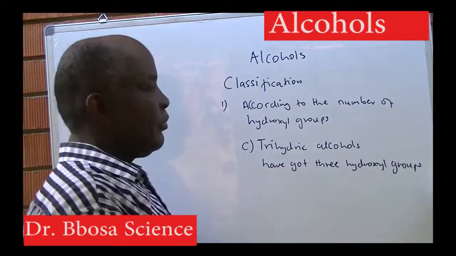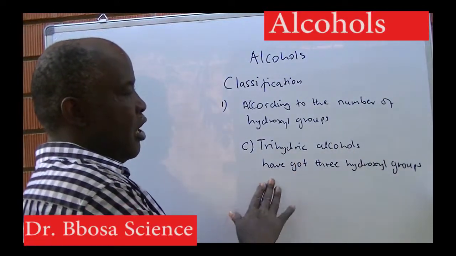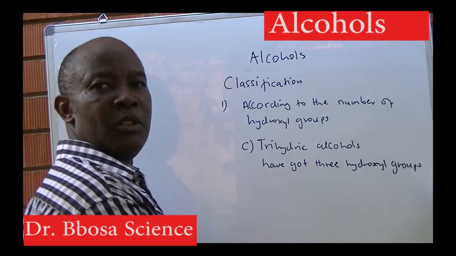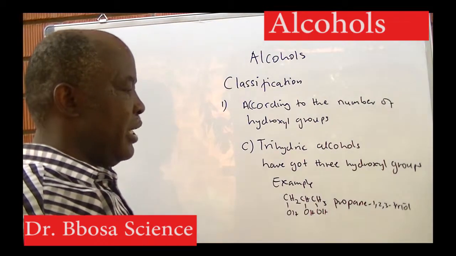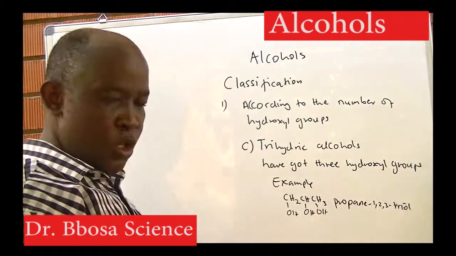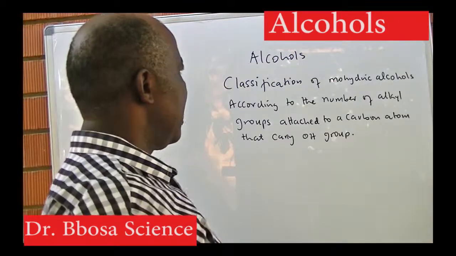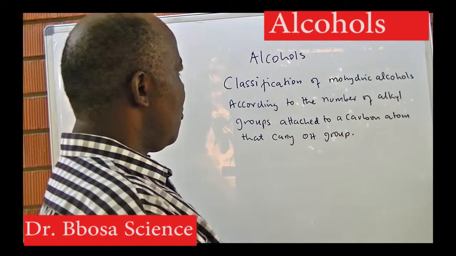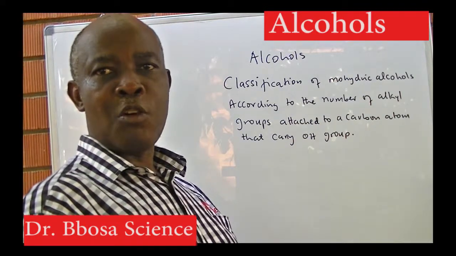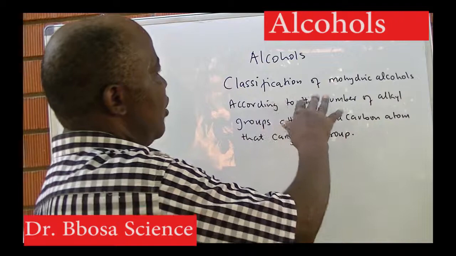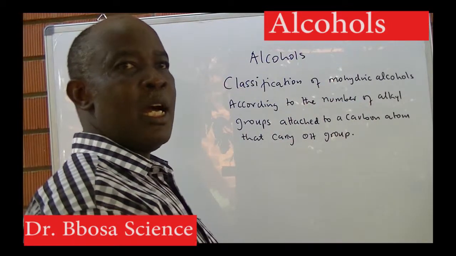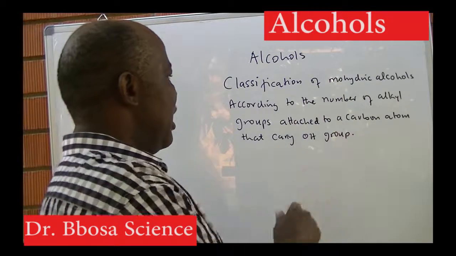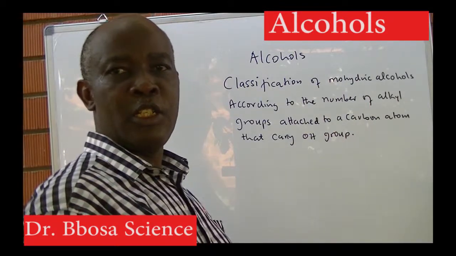Trihydric alcohols have got three hydroxyl groups. For example, propane-1,2,3-triol. Classification of monohydric alcohols according to the number of alkyl groups attached to a carbon atom that carries the OH group.